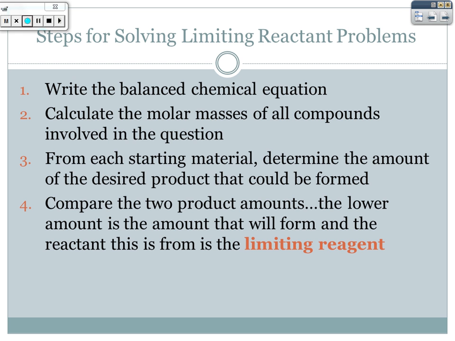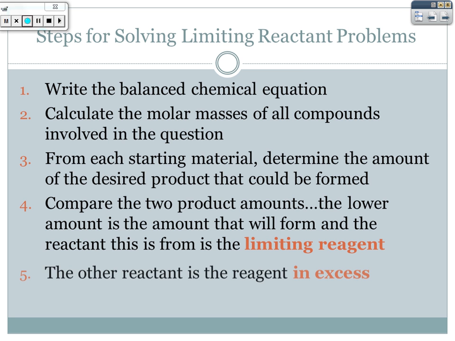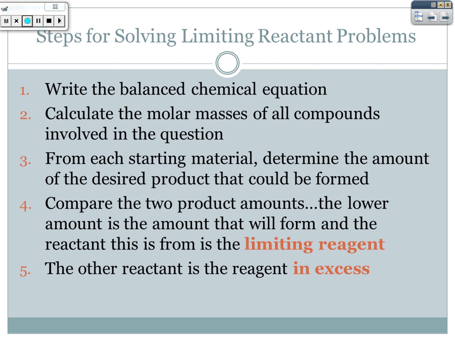And then you compare the two product amounts. The lower amount is the amount that will form, and the reagent that this is from is the limiting reagent. The other reactant is the reagent in excess. Okay, so you're probably going to want to write these down or read them over again and again to figure it out. But those are the steps. When you're done with that, we're going to do an example.